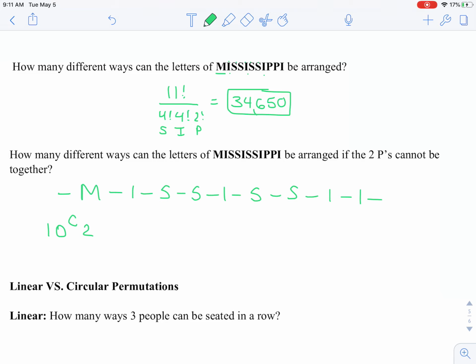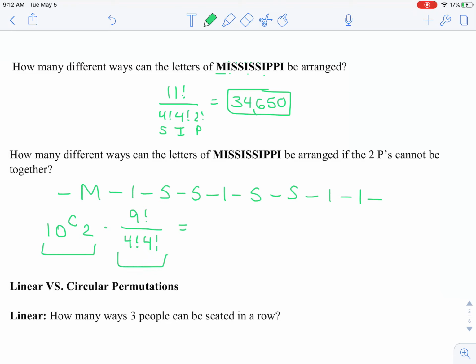But then I also need to take into account the different arrangement that these other letters I have left can go. Okay, my M, I, S, S, I, S, S, I, I. So that's going to go back to what we did before, where we had 9 letters, so 9 factorial. And I do have to look at the ones that repeat. So in this case, the I repeated 4 times, and the S is repeated 4 times. Okay, and this is how I would end up getting my answer.